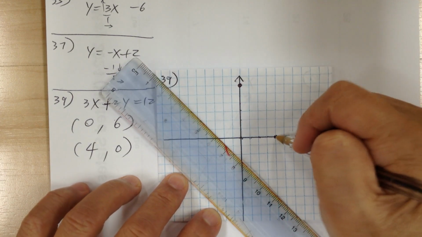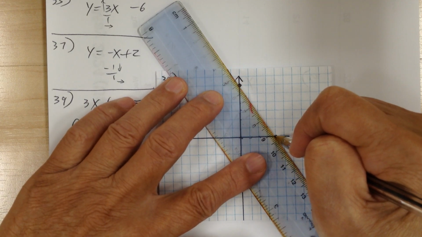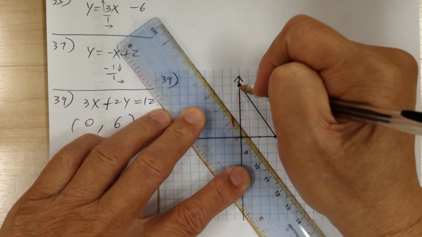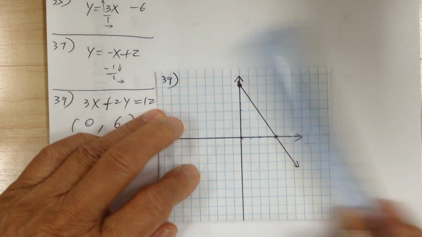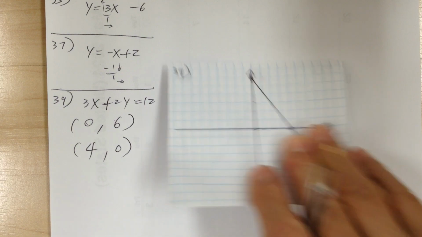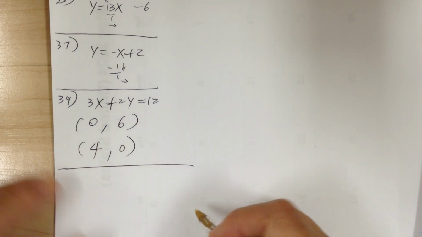Graphing, one of the most common mistakes for students is to mix the x and the y. So watch out for your x and the y. And that would be the graph for 39. Okay, let's go to 41.